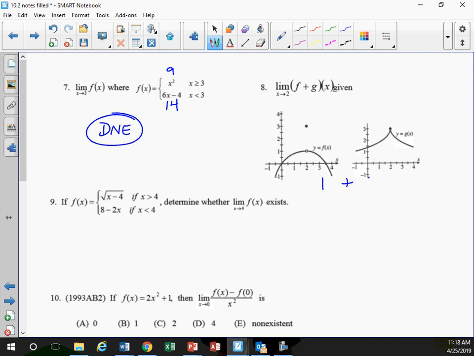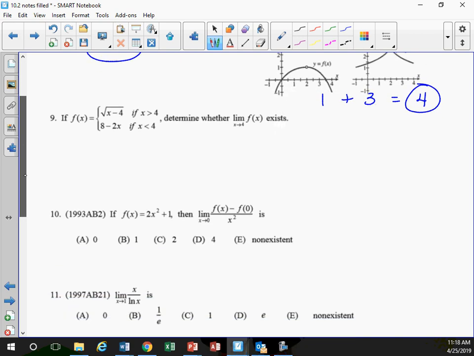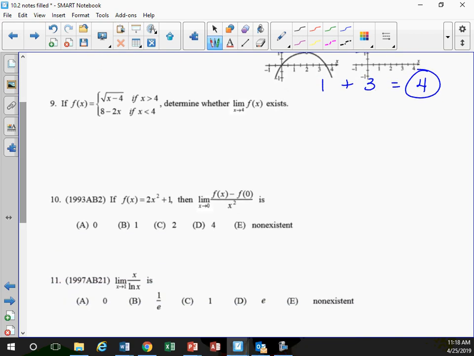So our answer is 1. Yeah. You could make a weird piecewise graph with 2 square roots that are flipped and shifted. All right, are we okay with that? Okay, let's look at 9. All right, again, piecewise. And I want to know if the limit as x approaches 4 exists.